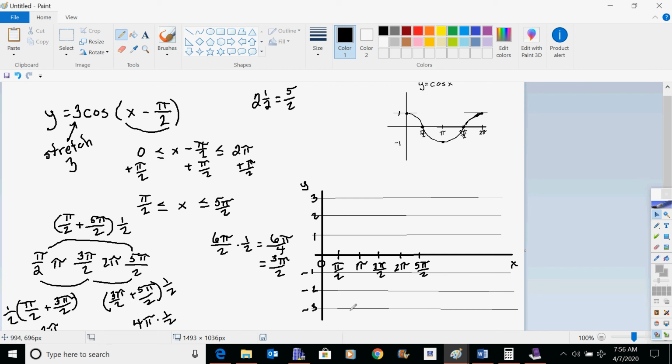I'm looking for key points. I'm looking to make sure that we're not starting at 0, we're starting at pi over 2. And where we're starting at pi over 2 is up here at 3. You're making it match this graph. So you start at the top. This number tells you where the top is. It's 3 away from that midline.